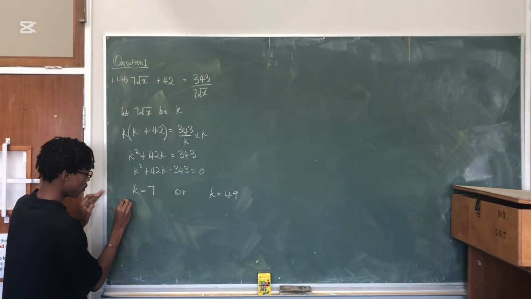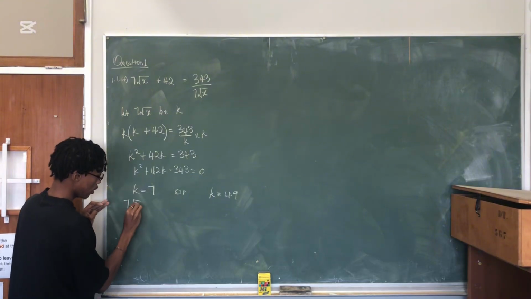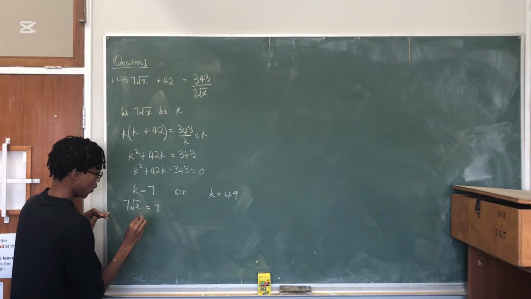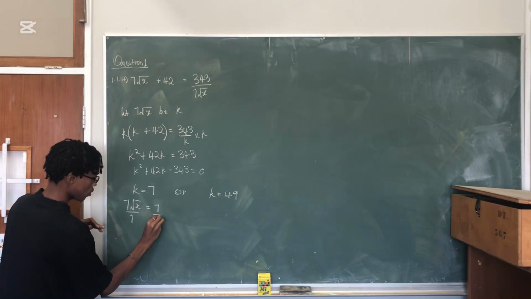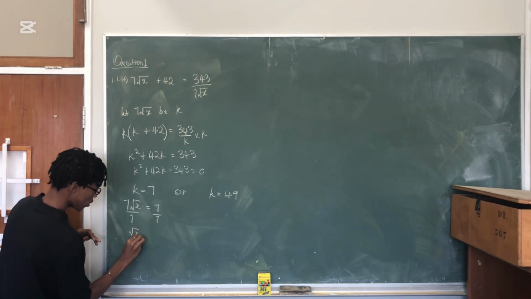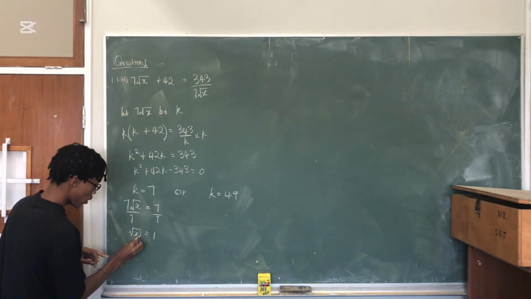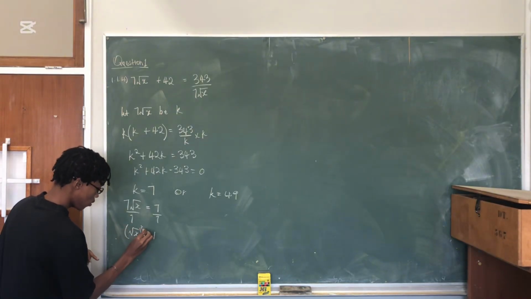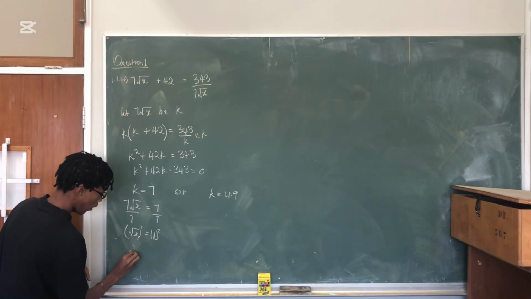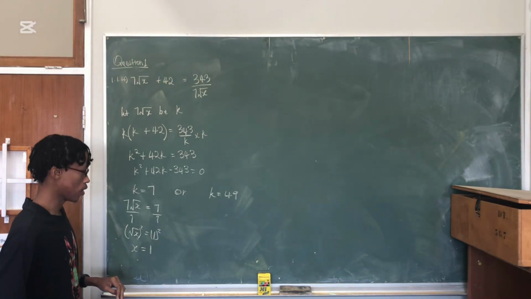But remember, we're not solving for k, we're solving for x. So we're going to bring back 7 to the power of the square root of x here. Divide by 7, both sides. The square root of x is equal to 1. We don't want the square root of x, we want x. Square both sides. Our x is equal to 1 on this side.